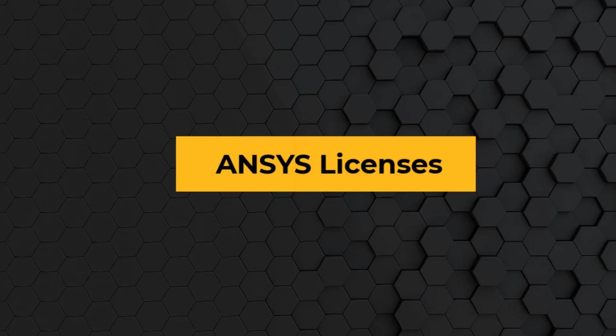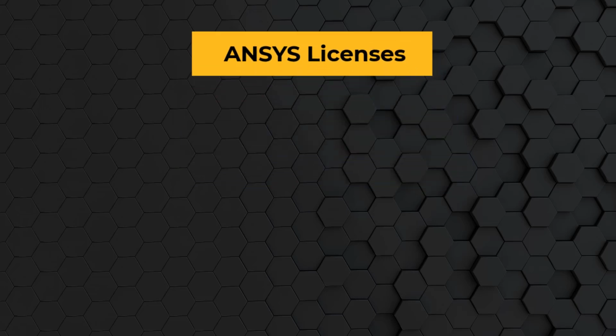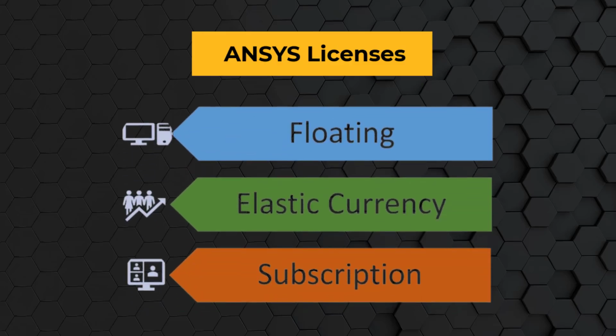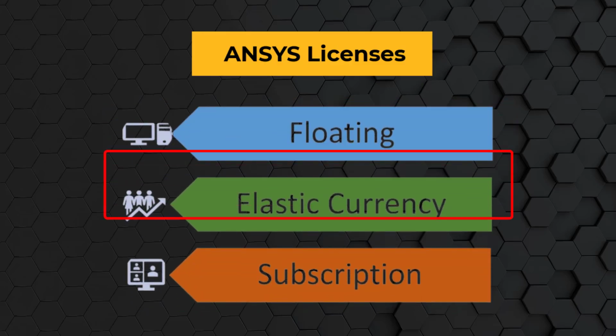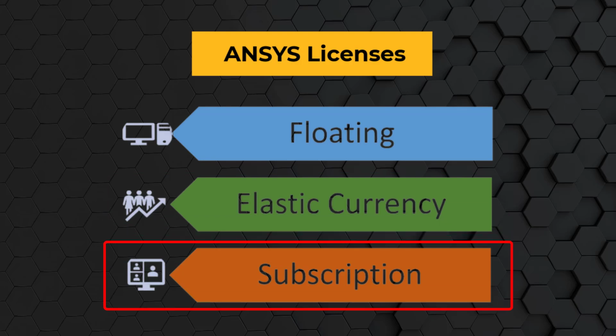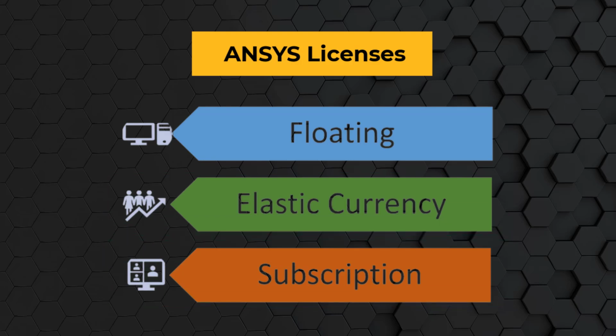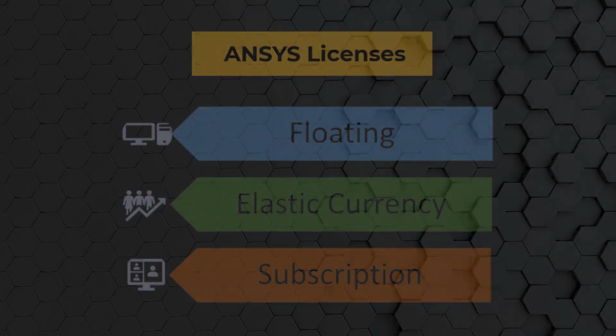Hello and welcome. In this lesson, we will discuss the different flavors of licenses that Ansys generates for our users. Let's dive in. Ansys licensing has three flavors, which are floating licenses, elastic currency, and subscription keys. Now, let's talk about them one by one.